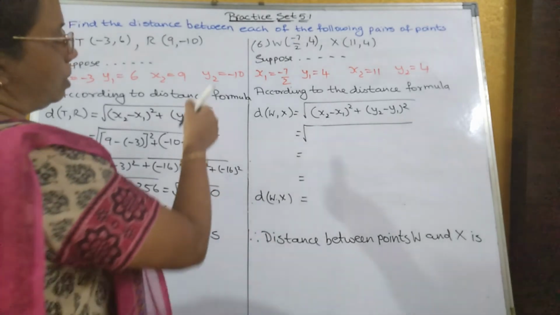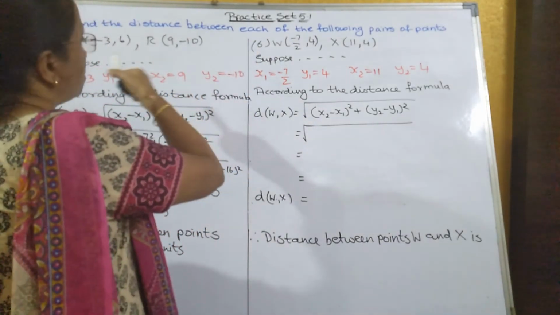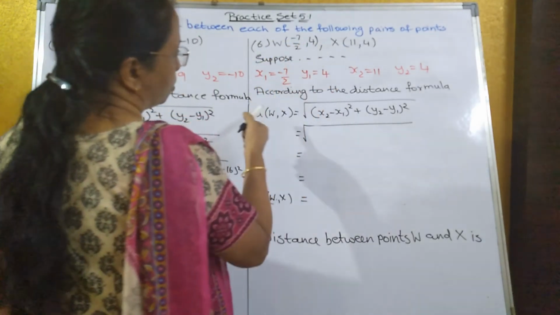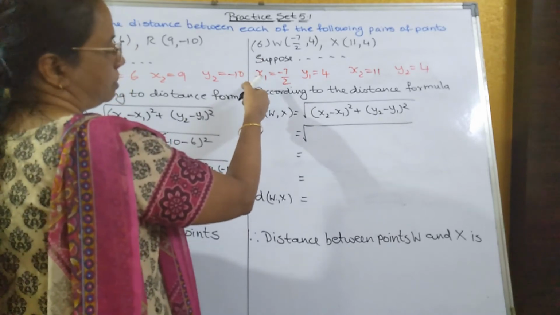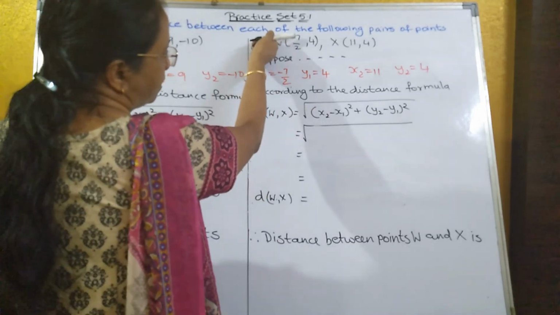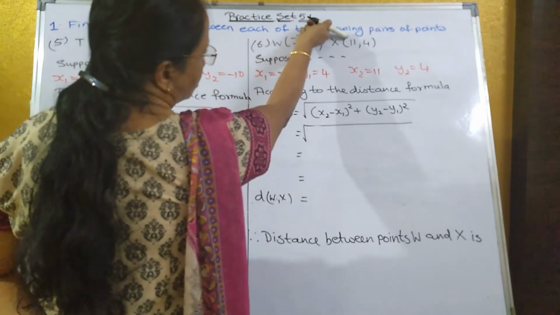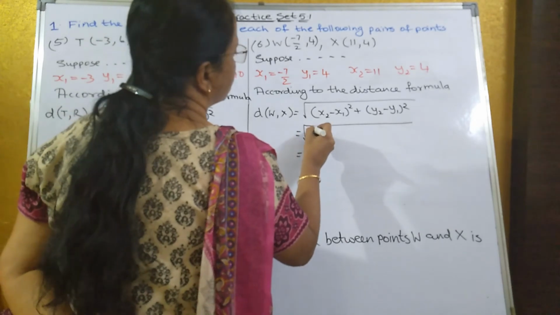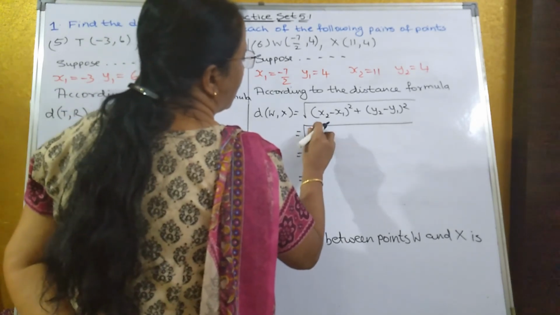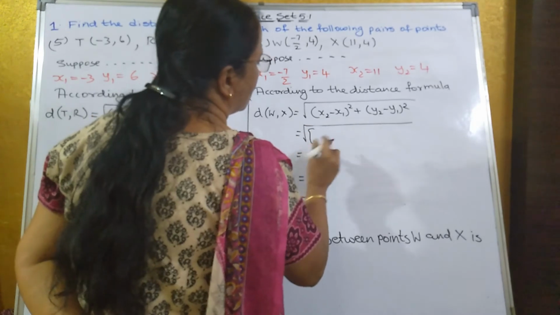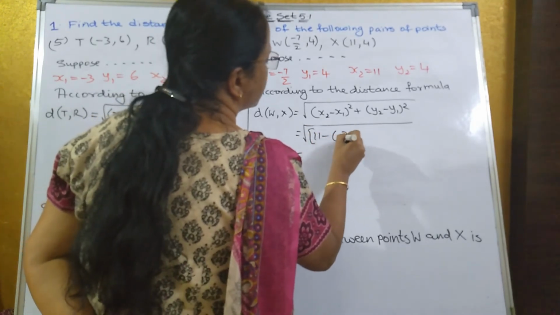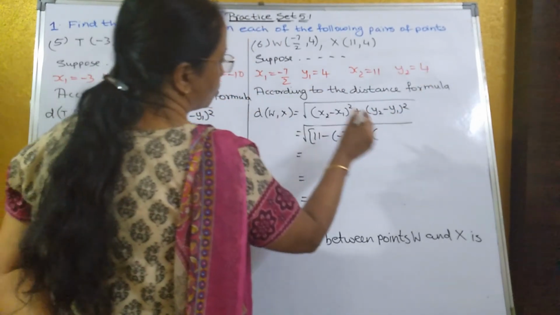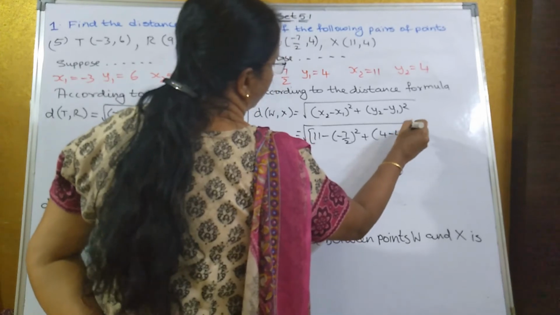Now same way, last sum, sixth sum of sum number 1, W is given minus 7 upon 2 and 4 and X is given 11 and 4. Write down the first sentence. Then x1 is equal to minus 7 upon 2, y1 is 4, x2 is 11 and y2 is 4. Then according to the distance formula, write down the distance. What you will get? 11 minus minus 7 upon 2 the whole square plus y2 is what? 4, and y1 is also 4. So 4 minus 4 the whole square.